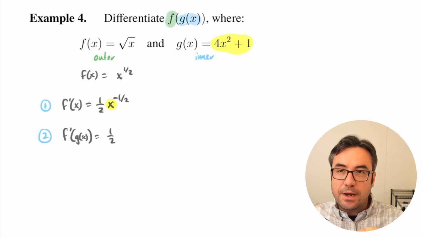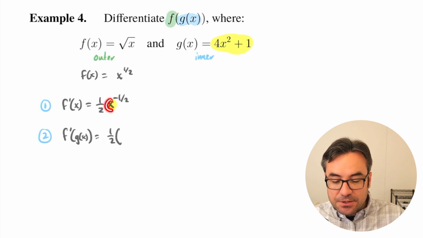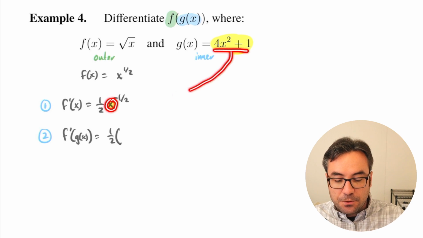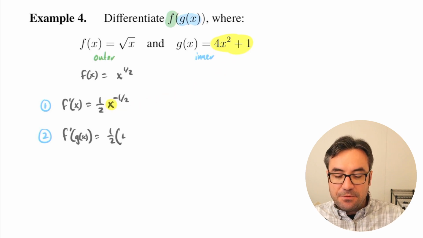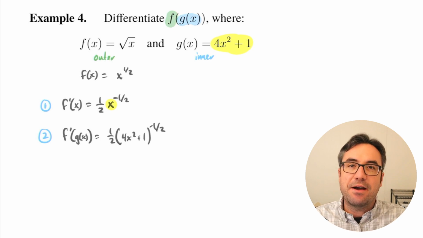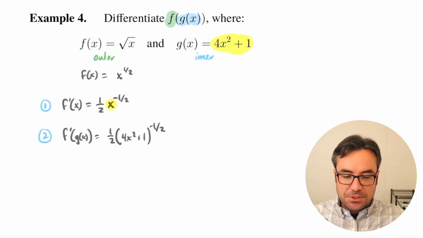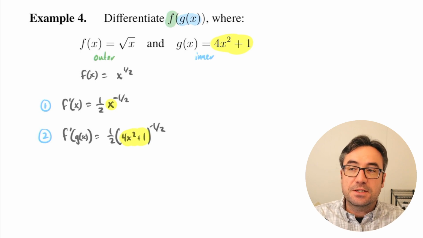And when I do that, the 1/2 is going to stay the same. And then instead of this x right here, I'm going to fill this whole thing in here. I'm going to kind of squeeze it in. And that's going to give me 4x squared plus 1 raised to the negative 1/2 power. So instead of this x right here, what I've done is I've squeezed in the 4x squared plus 1.